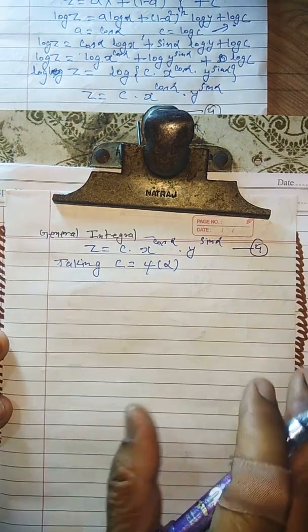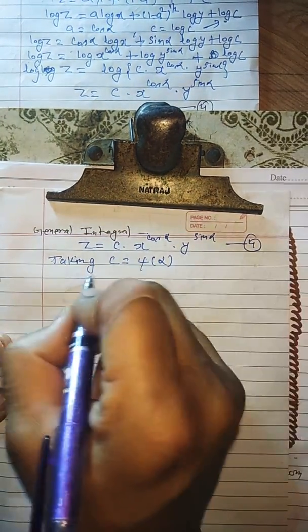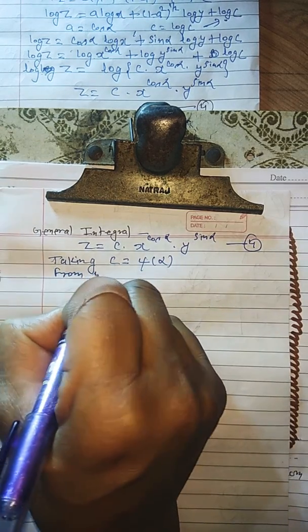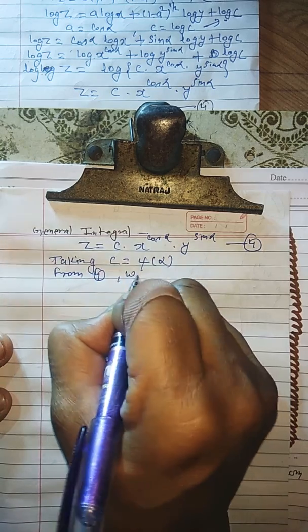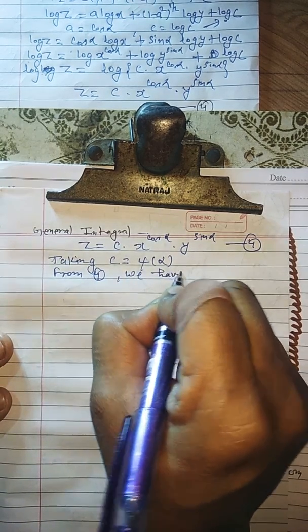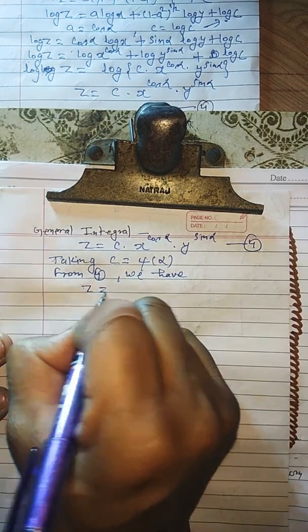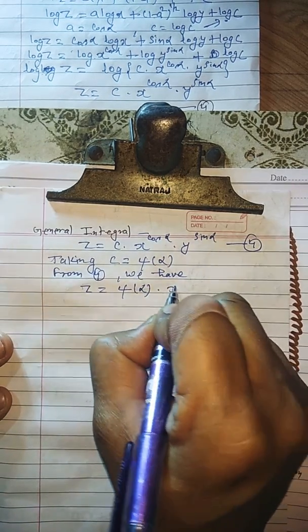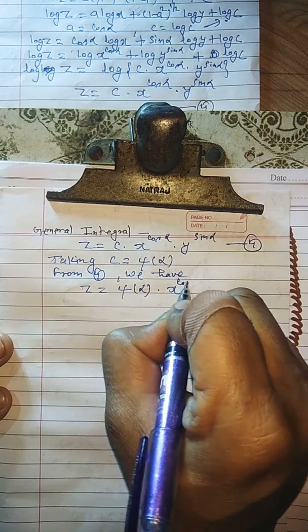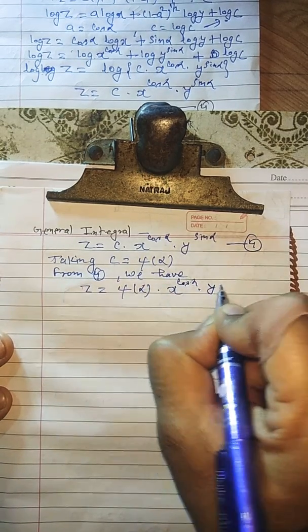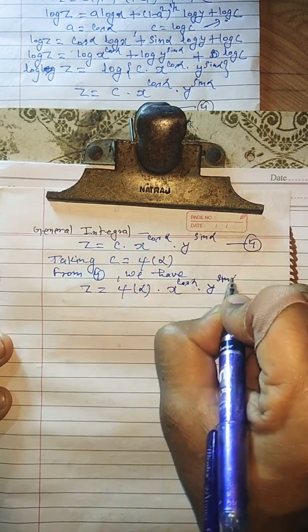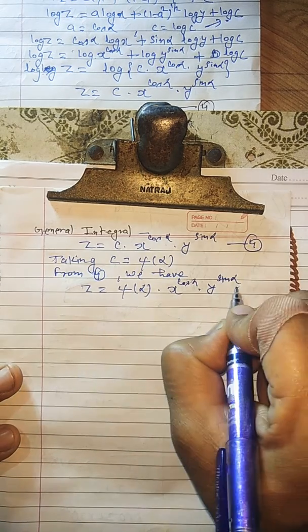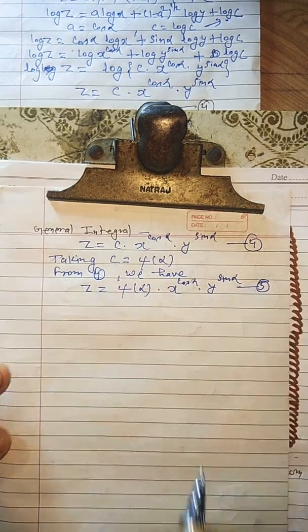What we get from equation 4? From equation 4, we have z equal to psi alpha x to the power cos alpha into y to the power sin alpha. Okay, this is called equation number 5.